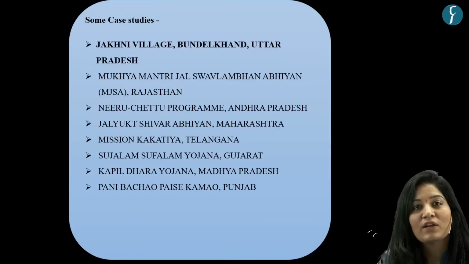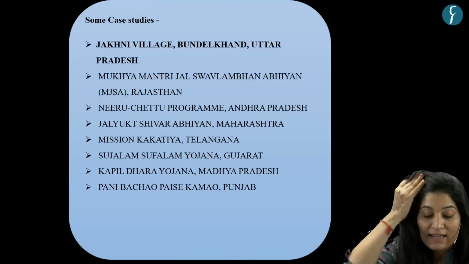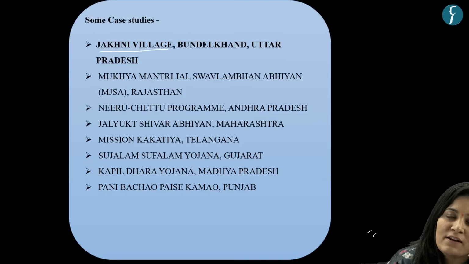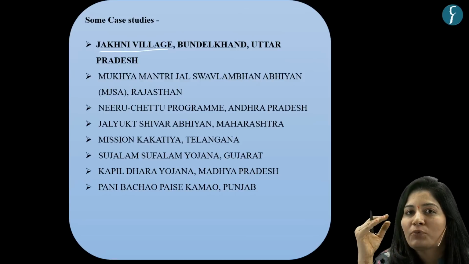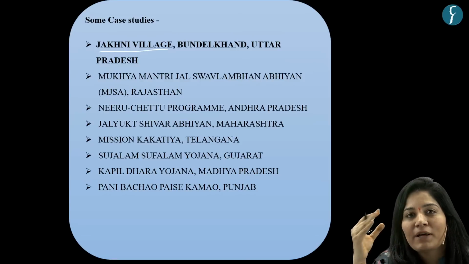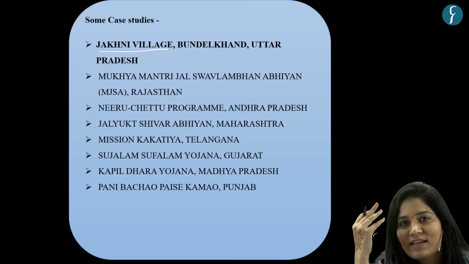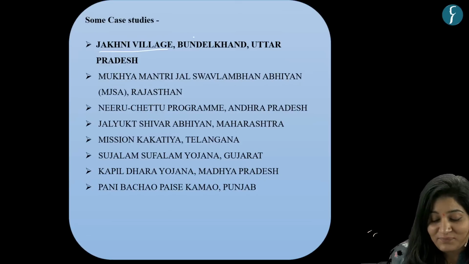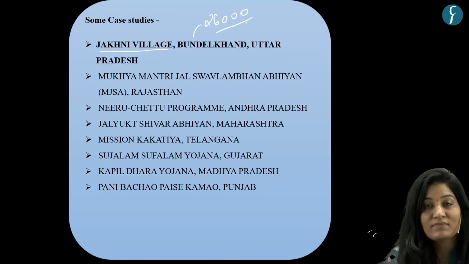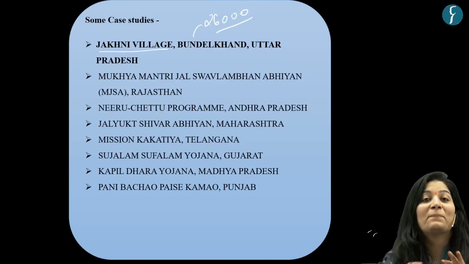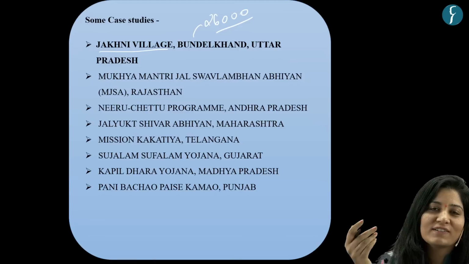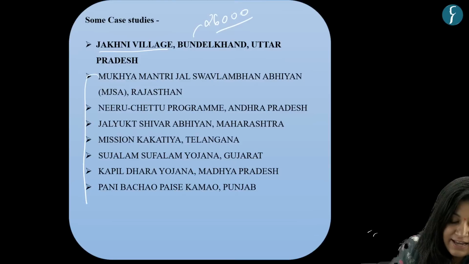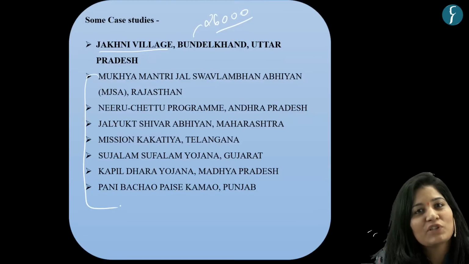Now, let us see one very interesting case study in this regard. There was a village, Jhakni village in Bundelkhand, Uttar Pradesh. This was an example of a drought-prone area. But because of their exemplary water management techniques, now this village is cultivating 26,000 hectares of basmati rice, which is an example of a water-guzzling crop. So these are the other examples or case studies which you can quote in your answer.